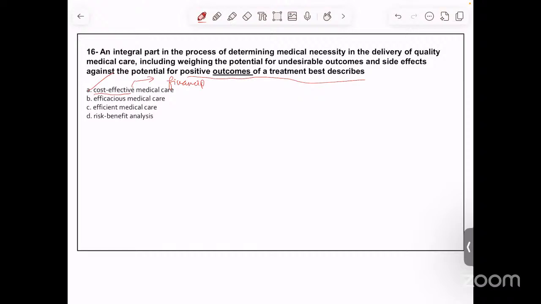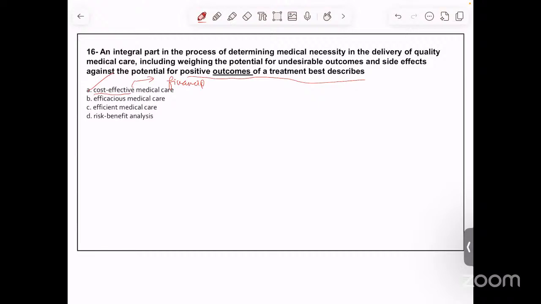So this addresses medical necessity within the broader framework. This ensures also that the chosen treatment provides the best possible outcome for the patient, while also considering the financial efficiency of the resources used. Okay, so that's the rationale.